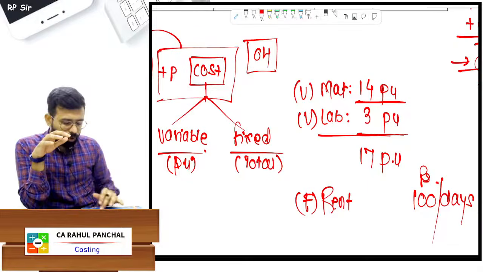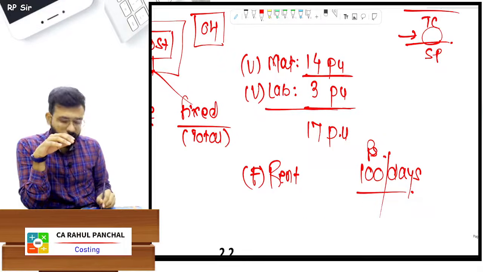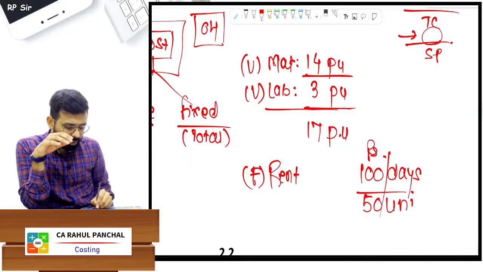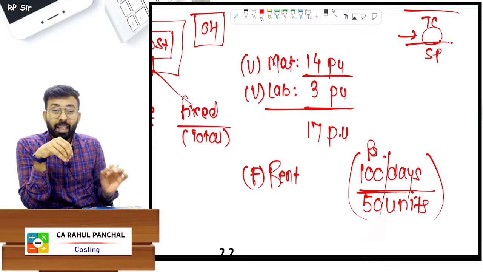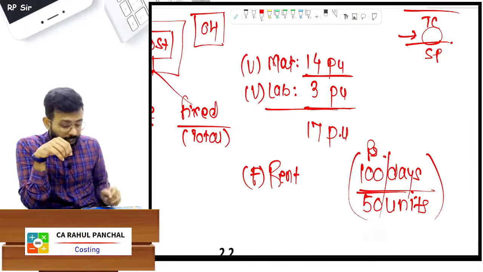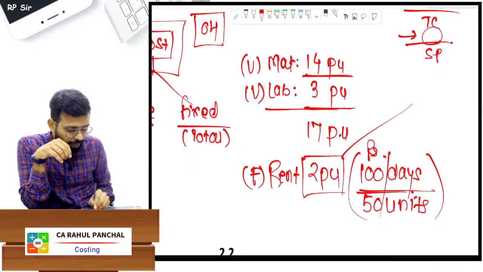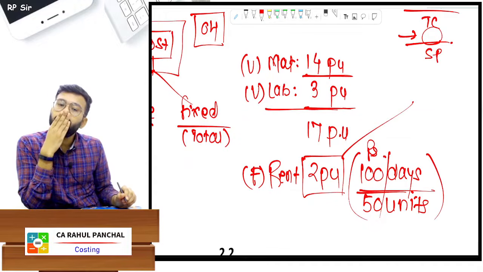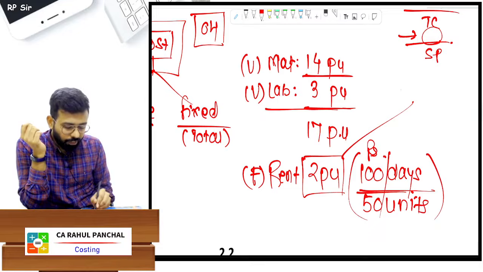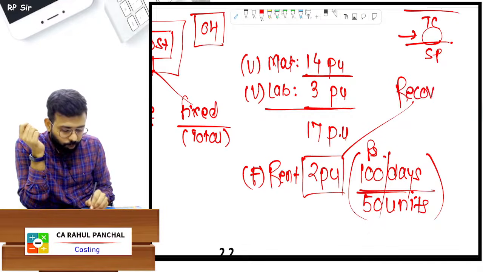You will estimate how many units you will sell in one day. Let us say you are going to sell 50 units, right? So what will you say? My rent is 100 rupees per day. Generally, I sell 50 units in one day. So I will take 2 rupees per unit. When you say 2 rupees, is it actually paid or is it recovered? Recovered. Rent is always paid in totality.